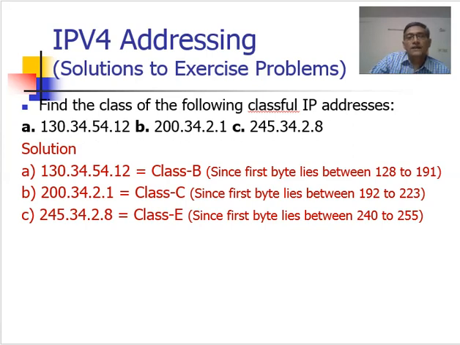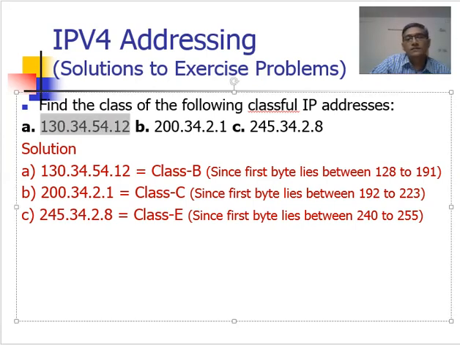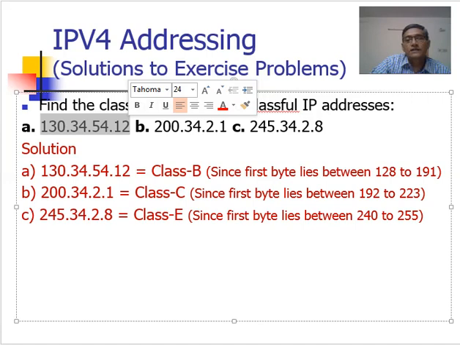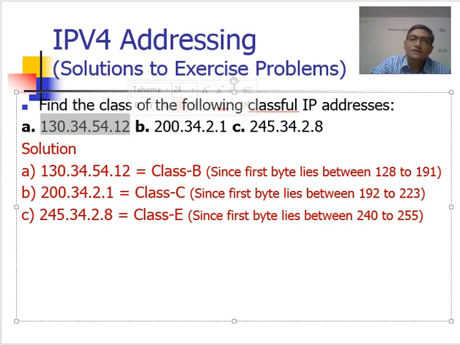Next problem, find the class of the following classful IP addresses. So they have given the IP address and we need to identify which class it is. In the video lecture we had previously, we know that classful addresses are divided into 5 classes: A, B, C, D and E. Now we know the ranges of each class. So we need to remember the corresponding decimal range as well as the corresponding prefix.